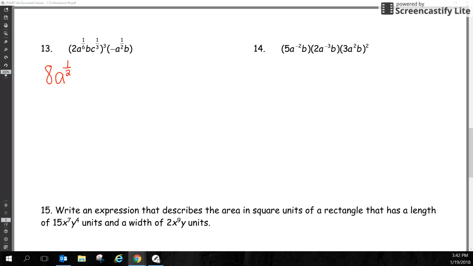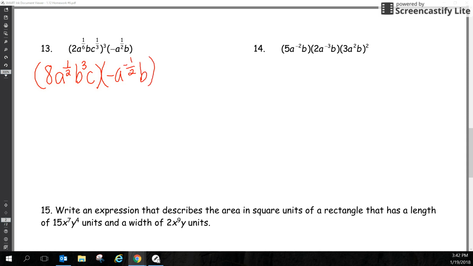Check on your calculator. B cubed. Ooh, that looks like an ugly 3. B cubed. And then C, I've got 1/3 times 3, that's C to the first power. I'm not going to write that 1, it's understood. And then we've got this guy.